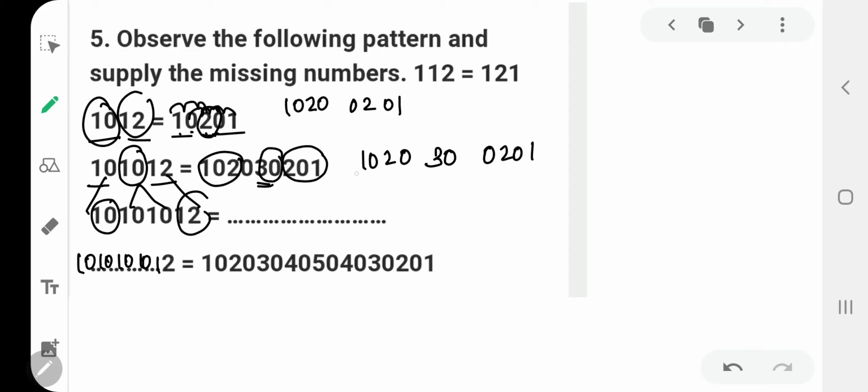Now how will you make it? Let's give it a try. 1 2 3 4 5 6 7 8 9 10. So we will take 102030. Getting my point clear? I think we have made a mistake with the 0. I'll do it again.